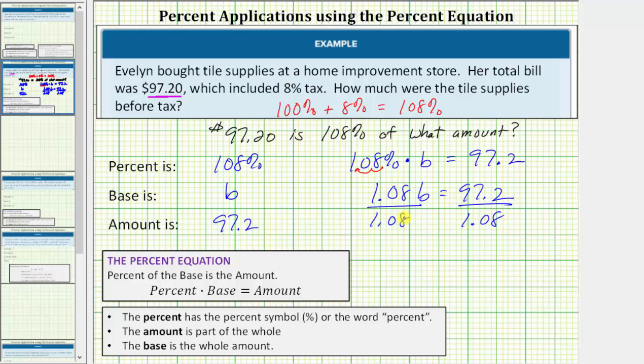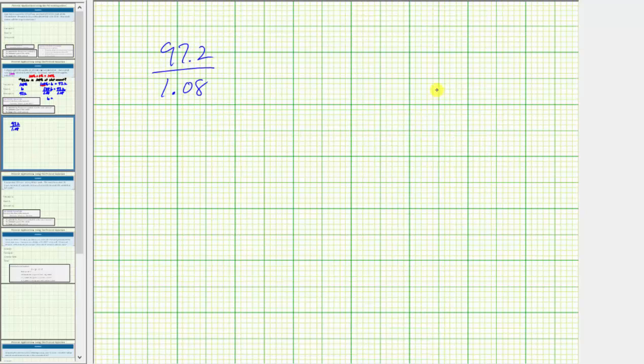On the left, this quotient is 1. 1 times b is b. b equals this quotient, and let's find this quotient by hand on the next slide. Let's write this in long division form, so 97.2 divided by 1.08.